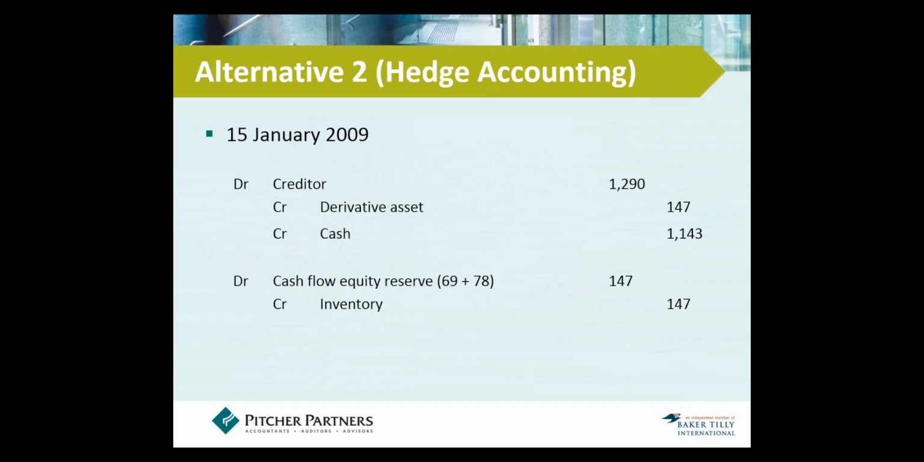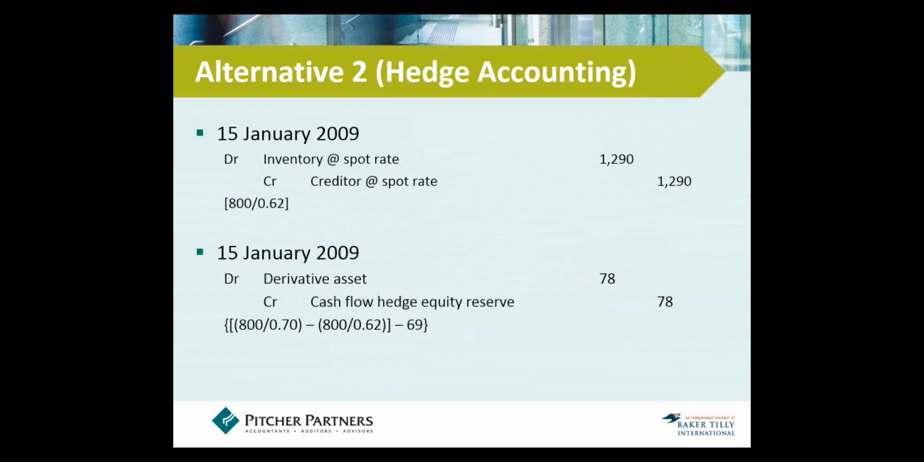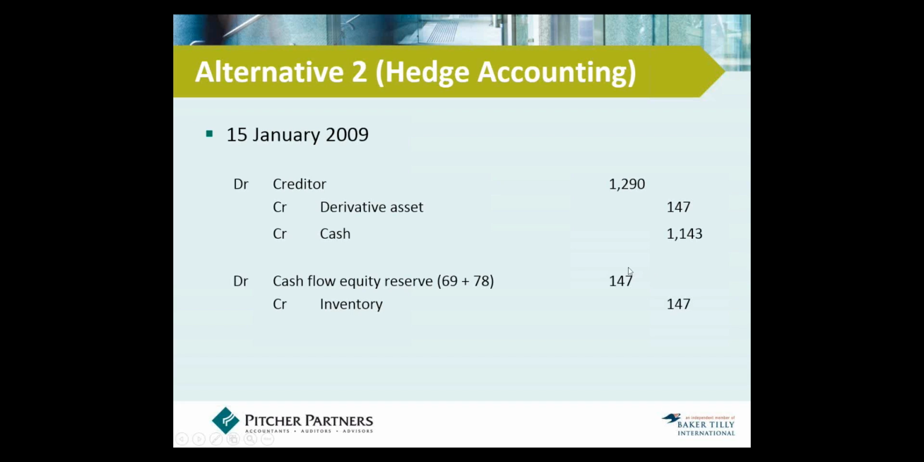Now the effect of this is that the inventory is now accounted for at the actual cash that we paid for the inventory. Because on the previous slide we brought the inventory in at the spot rate of 1290, when we received the inventory. However, we realized that we've built up a cash flow equity reserve of 147, and now that we've received the inventory, we release that reserve to inventory. And inventory is at the amount that we've actually paid, 1147.